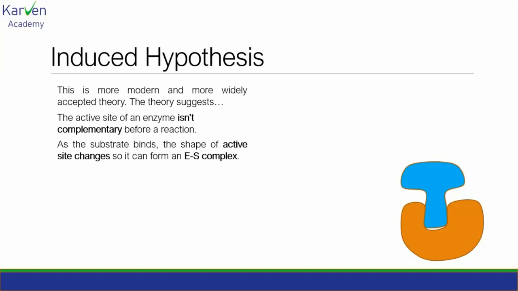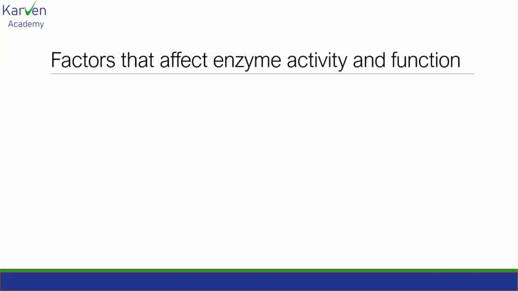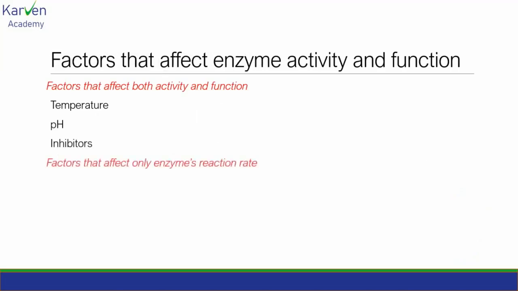There are many factors that can affect enzyme activity and function. The factors that affect both activity and function are temperature, pH, and inhibitors. And factors that only affect the enzyme's reaction rate, i.e. its activity, are concentration of enzymes and concentration of substrates.